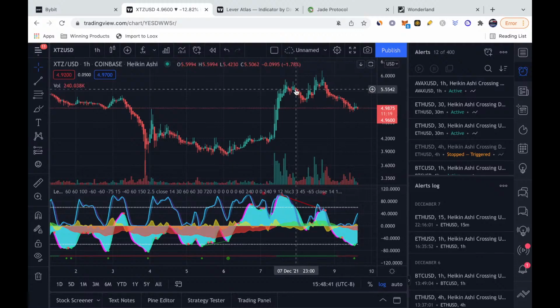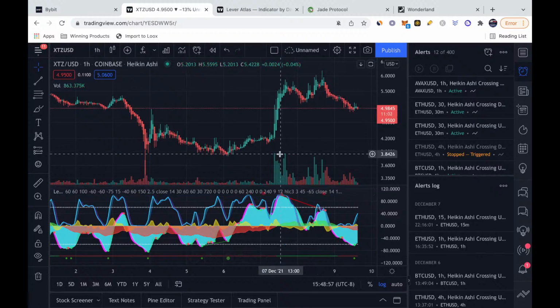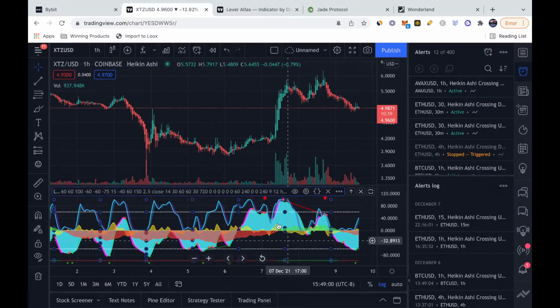Here's why. Check this out. What have I been showing you? There's this price top, and here's this higher price top. So price is going up. But look at Lever Atlas down here, because Lever Atlas tracks momentum. What we're looking for are shifts in momentum. And I really try to simplify this. Let me move this thing down here. Come on. Scroll down, buddy. There we go.